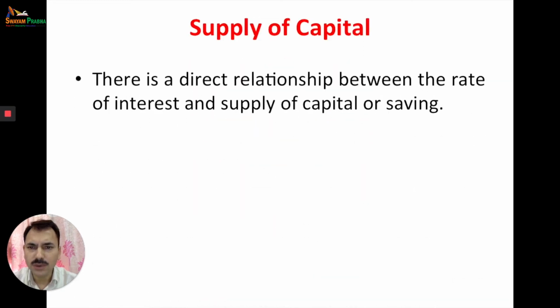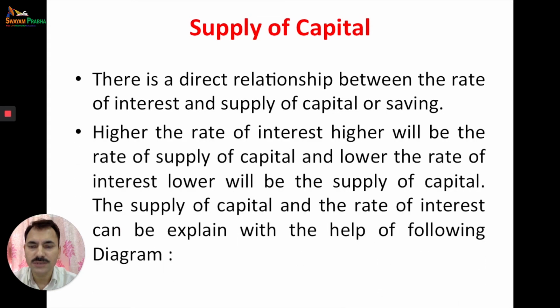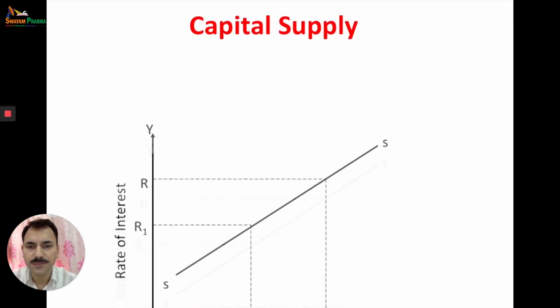Now, saving of capital, therefore, there is a direct relationship between rate of interest and supply of capital, or saving. Higher the rate of interest, higher will be the supply of capital. And lower the rate of interest, lower will be the supply of capital. The supply of capital and the rate of interest can be explained with the following diagram.